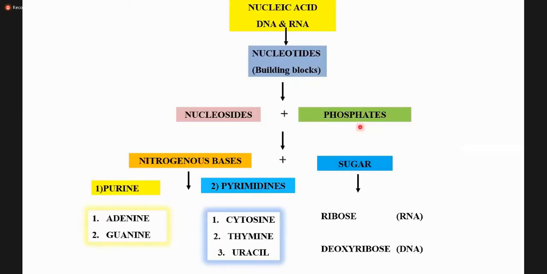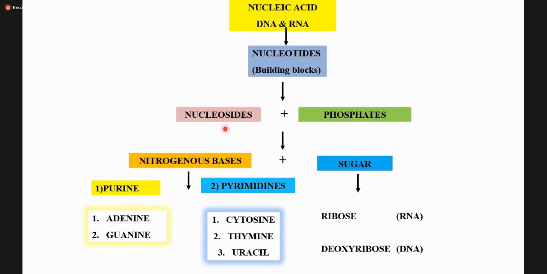Now, coming to the nucleic acids. There are two types of nucleic acids. We have DNA and RNA, and they are made up of nucleotides, which are also known as the building blocks of the nucleic acids. Now, these nucleotides are formed by nucleosides and phosphates.